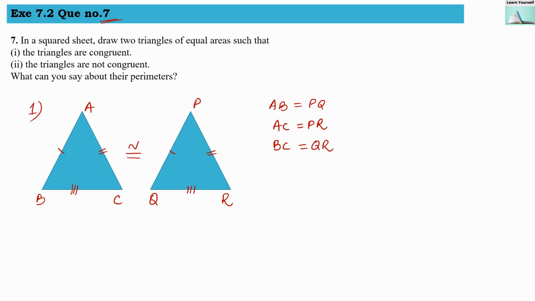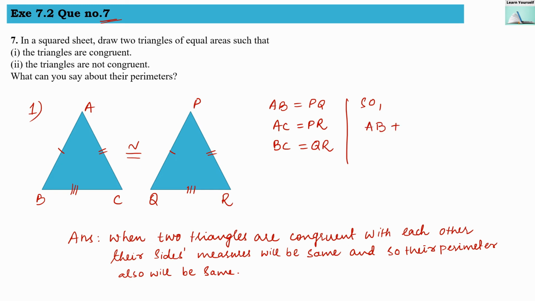Now, when their sides are equal, their measures are equal, their area also will be equal, and their perimeter will also be equal. So AB plus BC plus CA will give us the exact answer as PQ plus QR plus RP, because their measures will be the same. So the answer is that if two triangles are congruent with each other, their side measures will be the same and they have the same perimeters.